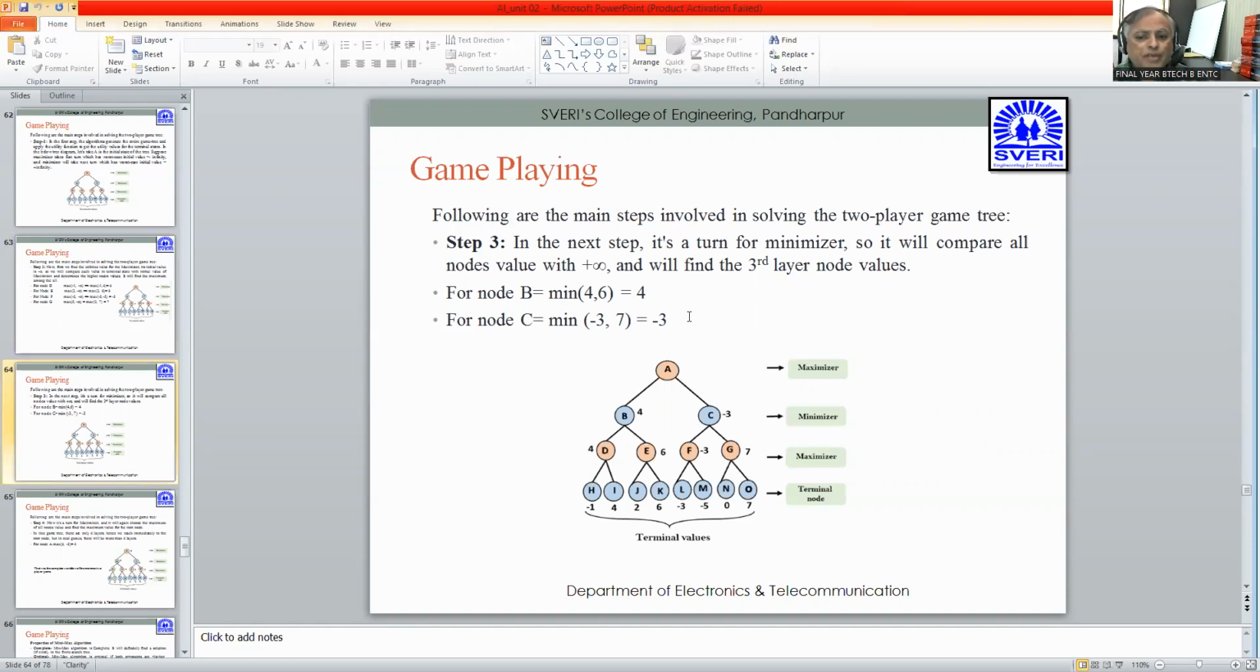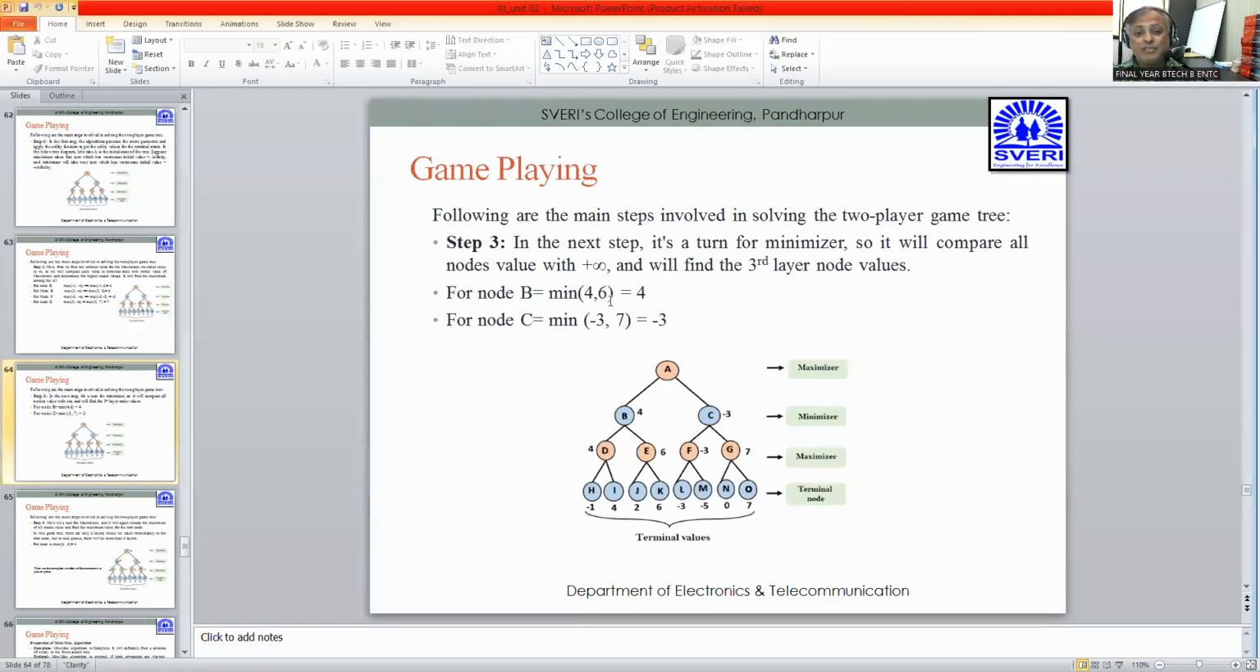Now step number 3. In the next step, it turns to the minimizer, right? Now it will be having the minimizer. So it will compare the node values with plus infinity. So now instead of minus infinity, it will be having the plus infinity. So now what will happen? Now will be the third layer node value. यहां से देखोगे तो minimizer कितने लेवल पर है? थर्ड लेवल पर है. बराबर. अभी हम B और C की बात कर रहे हैं क्योंकि हम minimizer लेवल पे है. B और C में B is nothing but 4 and 6. So it is having the value as 4.